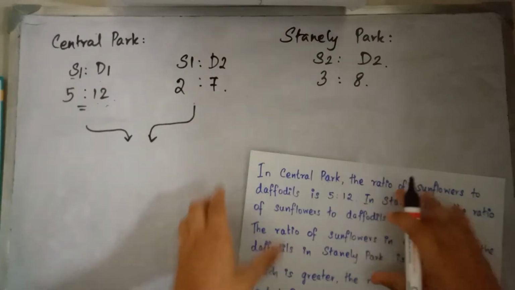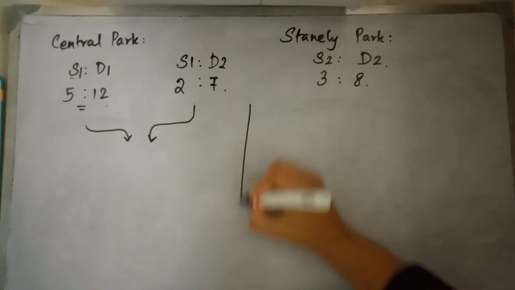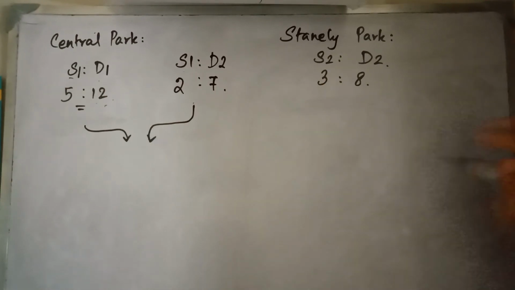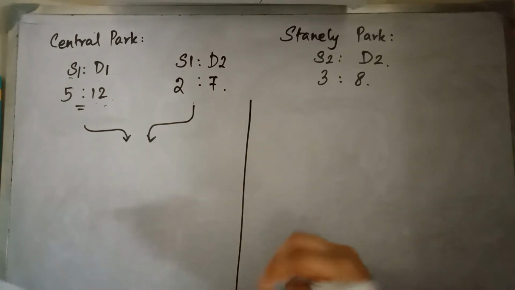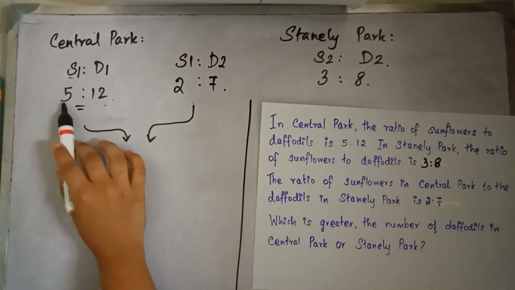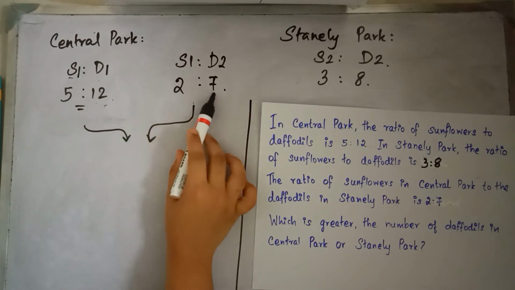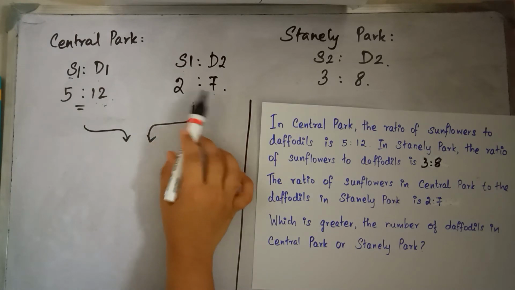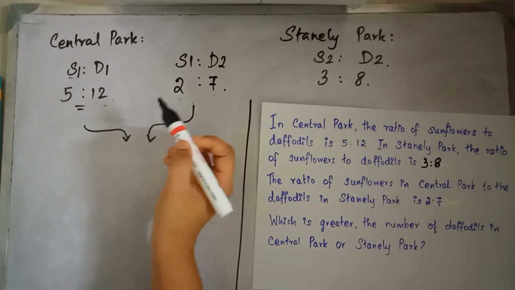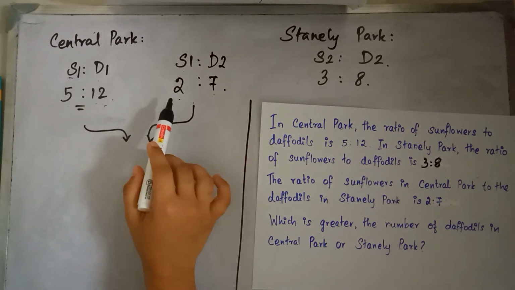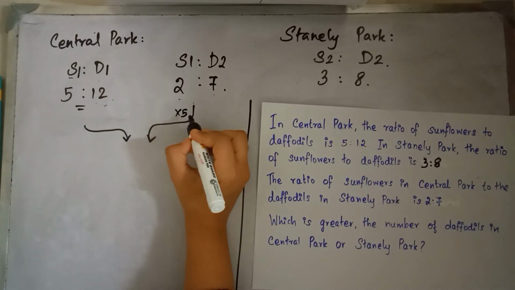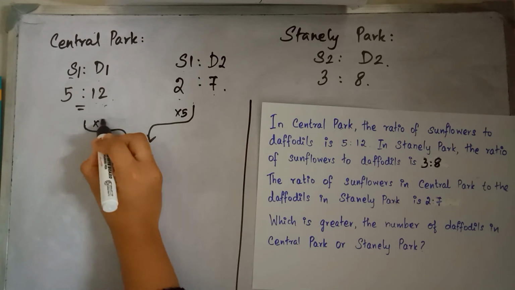Let's compare these two ratios first. We have 5:12 and 2:7. What is the common factor here? S1. Here it's 5 and here it's 2. So the common multiple of 5 and 2 is 10. So let's multiply this ratio by 2 and this ratio by 5.